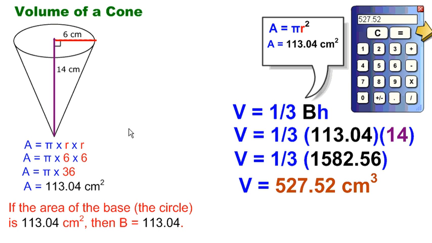One thing you really need to be careful about when working with cones is that you need to remember to divide by 3 at the end. Many times students forget to divide by 3 and they'll give the answer that was in the step above. Don't forget, divide by 3 because a cone is 1/3 of a cylinder.